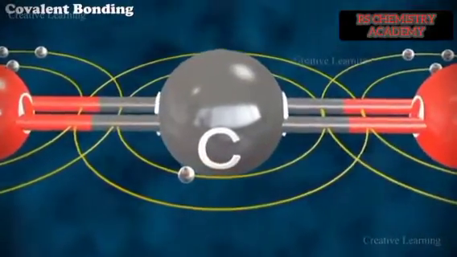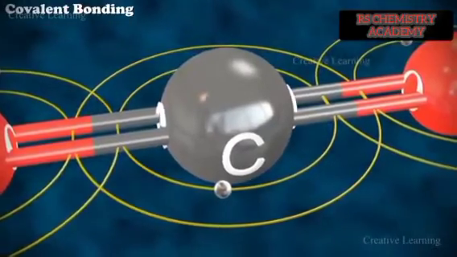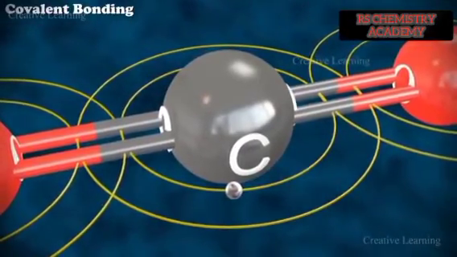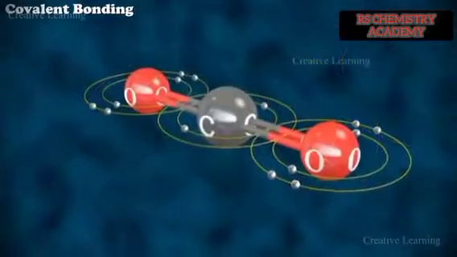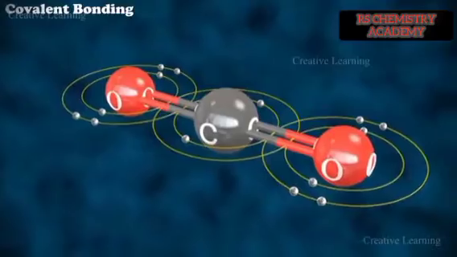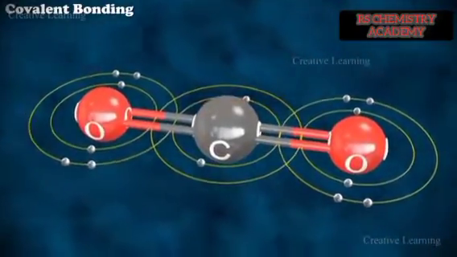This type of bond is much stronger than a single bond, but less stable. This is due to its greater amount of reactivity compared to a single bond. For example, in the carbon dioxide molecule, we have two double bonds between the carbon and oxygen atoms.